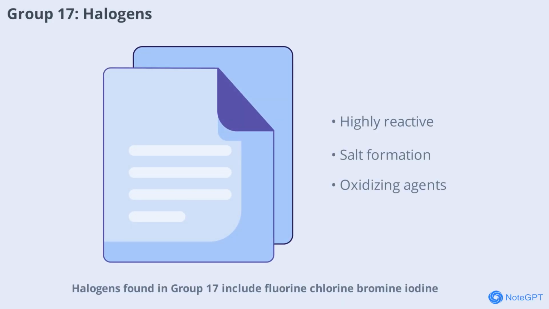across the group. Halogens found in Group 17 include fluorine, chlorine, bromine, iodine, and astatine. These elements are highly reactive nonmetals and form salts when combined with metals. Halogens are used in disinfectants, medicines, and lighting. Their chemistry is characterized by strong oxidizing properties and the ability to form a wide range of compounds.